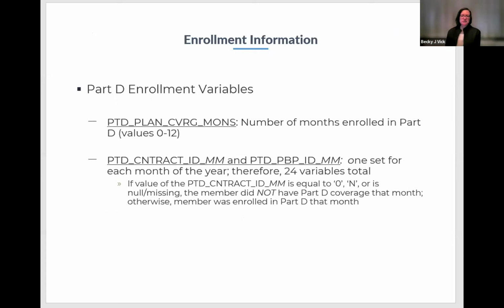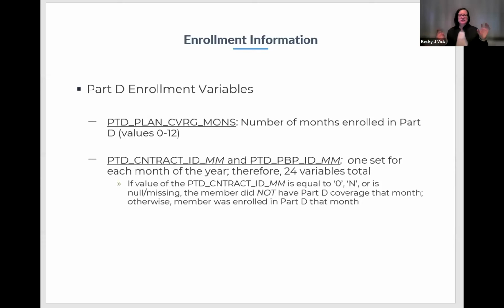So enrollment information. To determine if a Medicare member had Part D enrollment in a given month, you would look at a variable called the Part D plan coverage month variable. That's a summary variable that will tell you the total number of months in the year that the member had Part D coverage. But to identify if they had coverage in a particular month, you would look at the array of variables, Part D contract ID, 1 through 12.